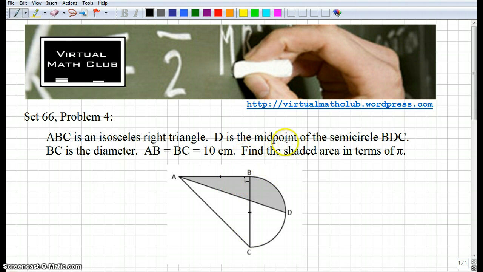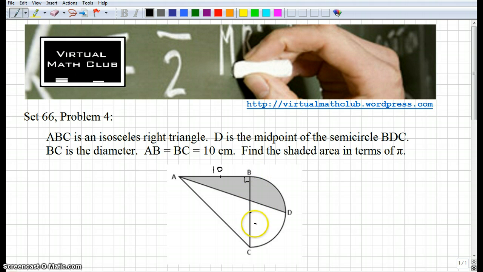We're also told that D is the midpoint of this semicircle BDC. Okay, so that's the midpoint. And that BC is the diameter of that semicircle. We're also told that AB and BC are 10. So those are the legs of this isosceles right triangle. So this is 10, and this distance here is 10.